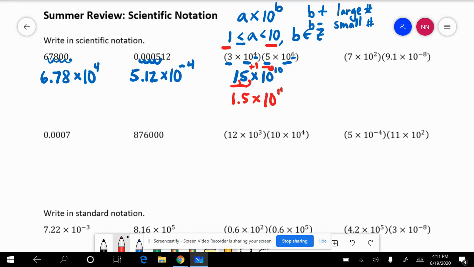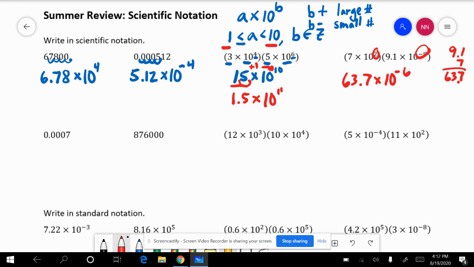Now our next one, we're going to take the 7 times the 9.1. If I take the 9.1 and I multiply it by 7, I get 7. 7 times 9 is 63. Since I have one decimal place, I have 63.7. Whenever we multiply, we add the exponents. 2 and negative 8 would be negative 6.